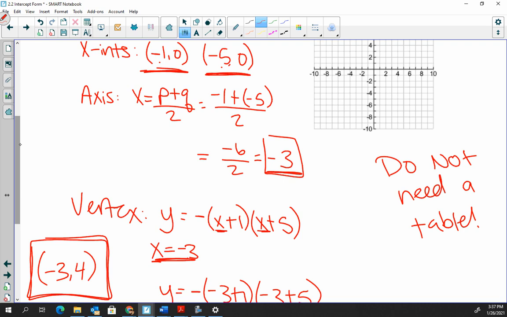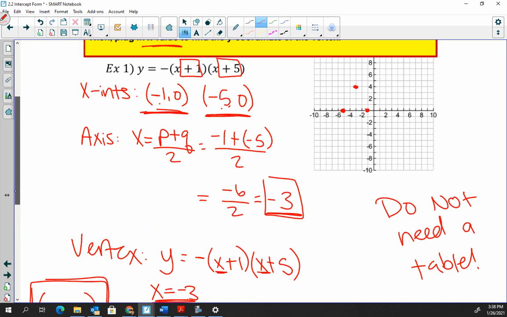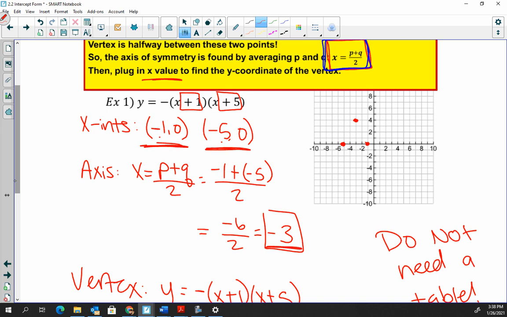So I'm going to go plot all of those points. So first, let's plot the x-intercepts. Negative 1, 0, and negative 5, 0. And my vertex is negative 3, 4. So it's negative 3, back 3, up 4. Okay? So I've plotted all my points. And now, look at this. I can see the parabola coming together, right? I'm just going to connect these dots to create a parabola. And there it is. I'm all done.